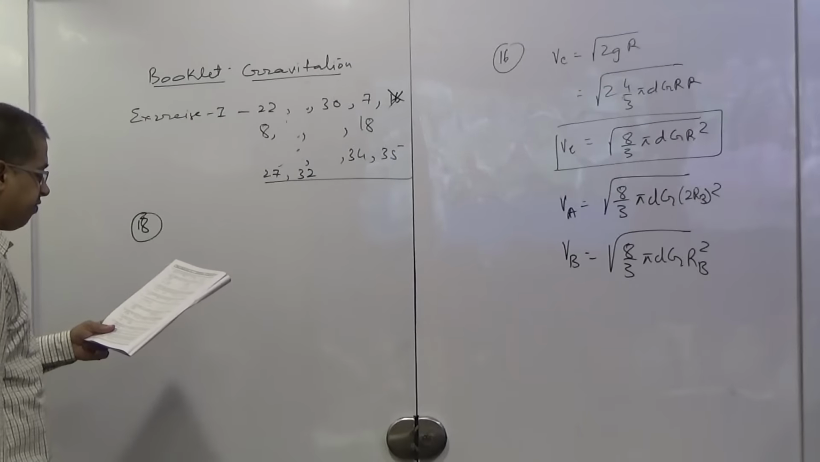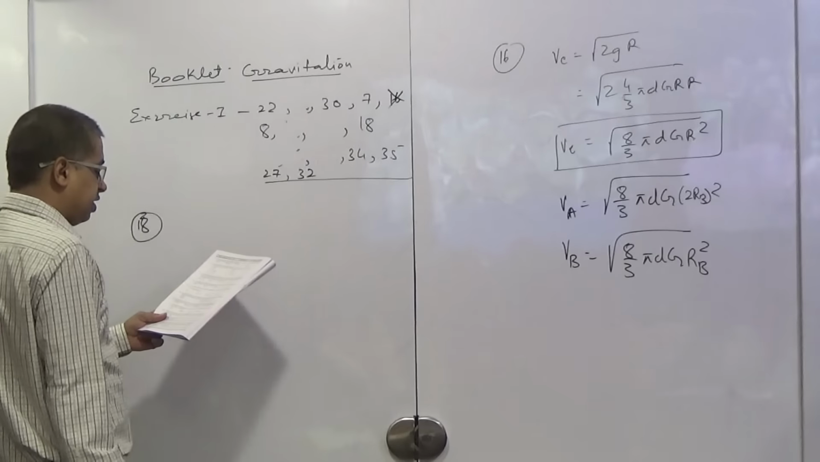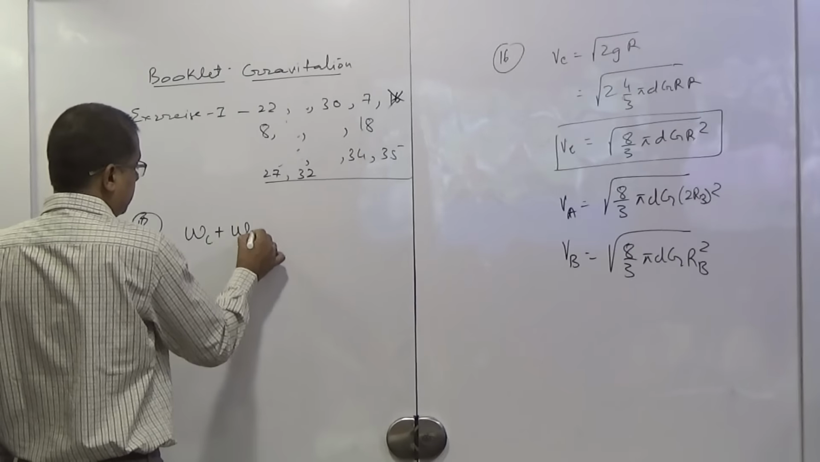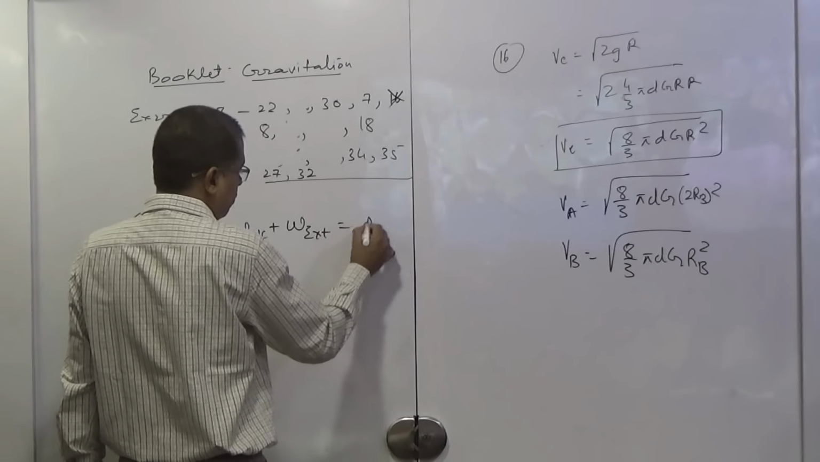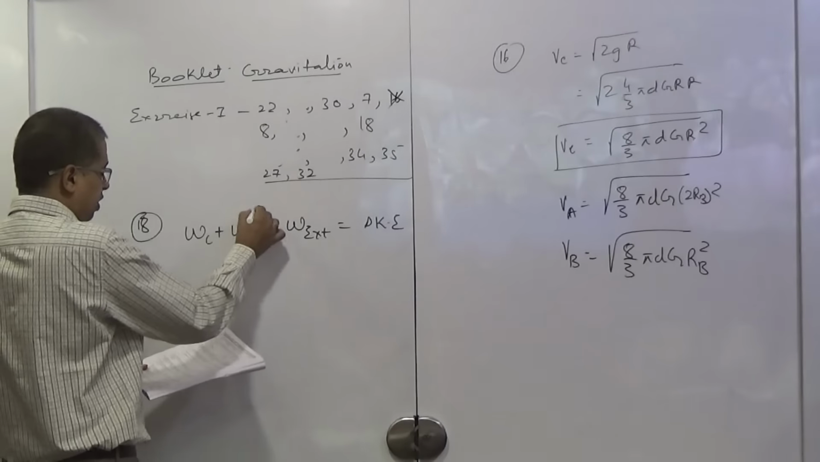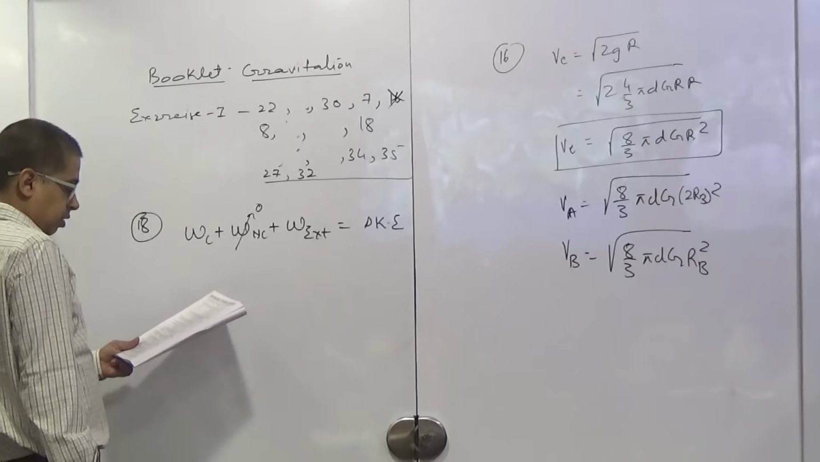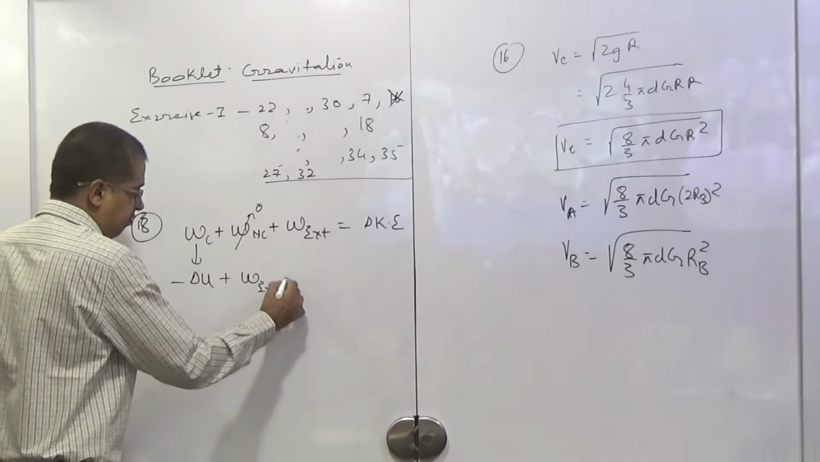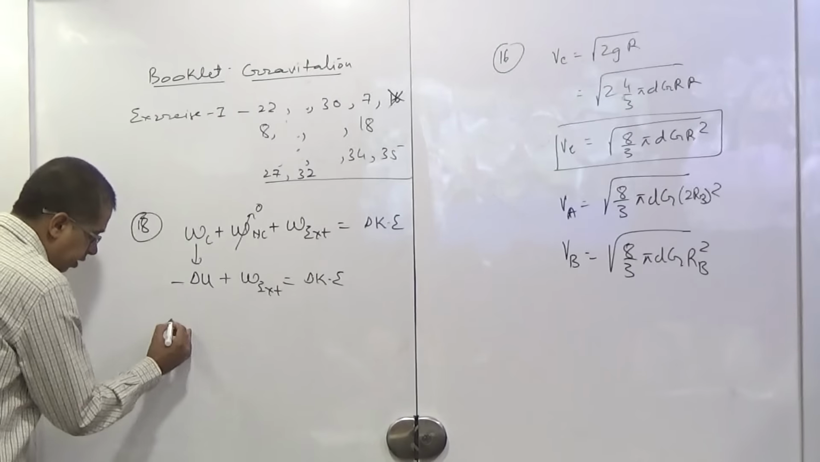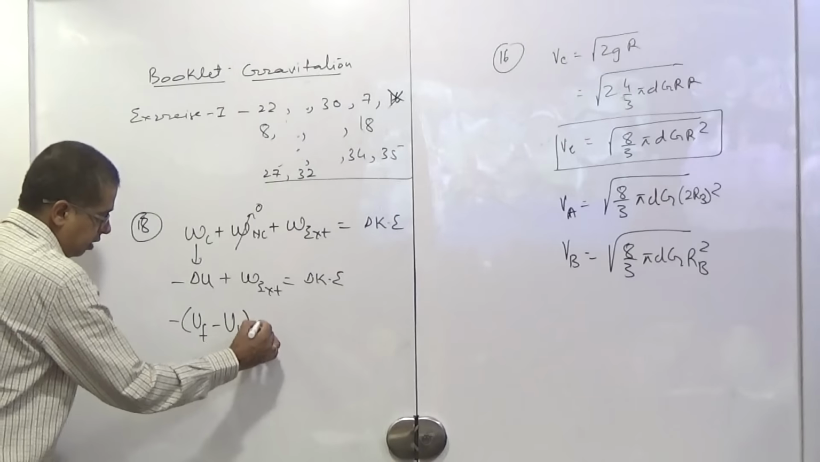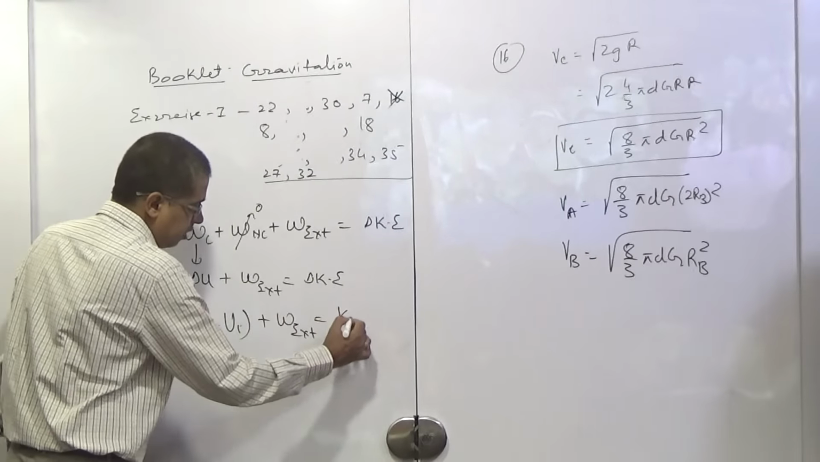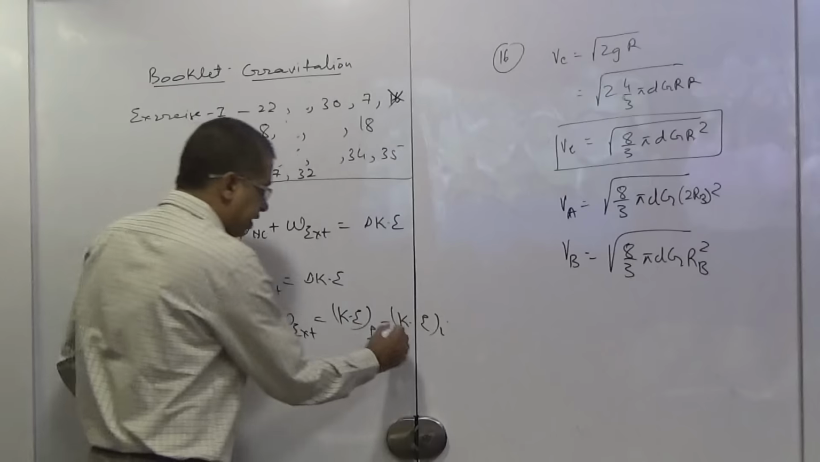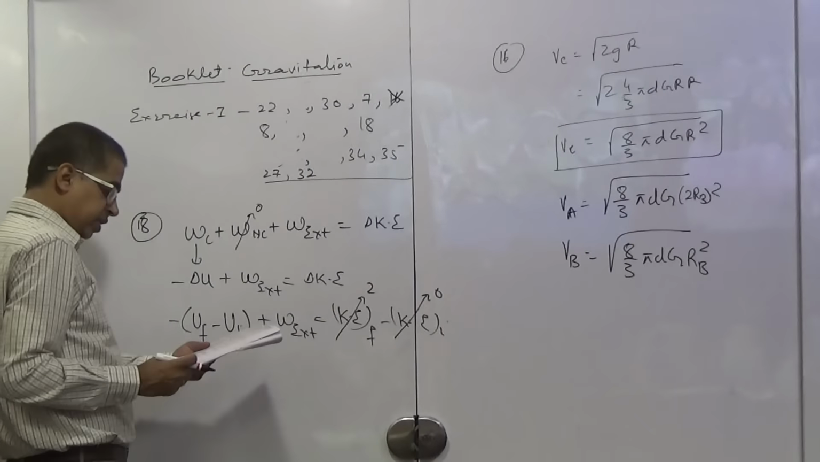A person brings a mass of 1 kg from infinity to point A. Initially the mass was at rest, but it moves at a speed of 2 meters per second when it reaches A. Work done by conservative plus work done by non-conservative plus work done by external is equal to change in kinetic energy. I do not have a non-conservative force here. Minus of delta U, U final minus U initial, plus work done by external force is kinetic energy final minus kinetic energy initial. Initially the kinetic energy was 0, finally the speed is 2 meters per second.